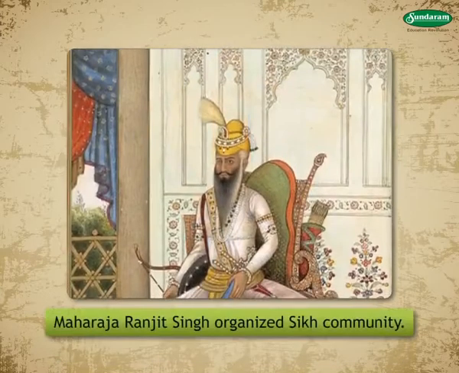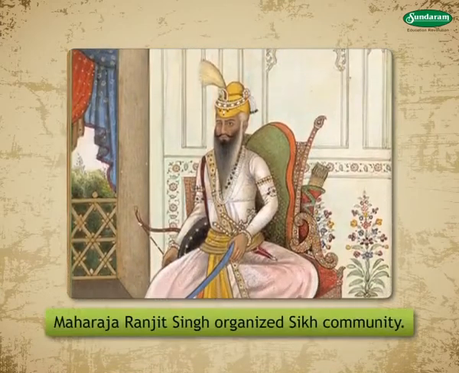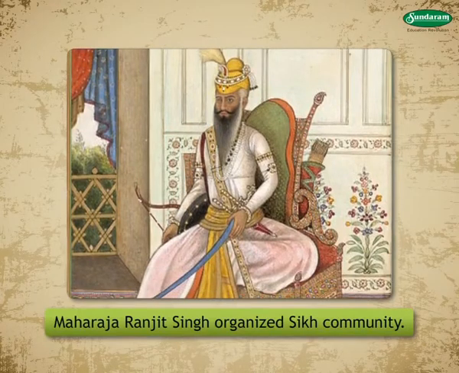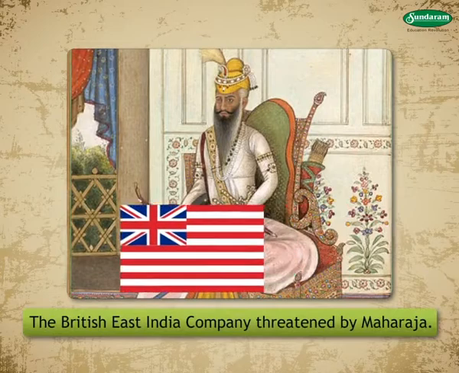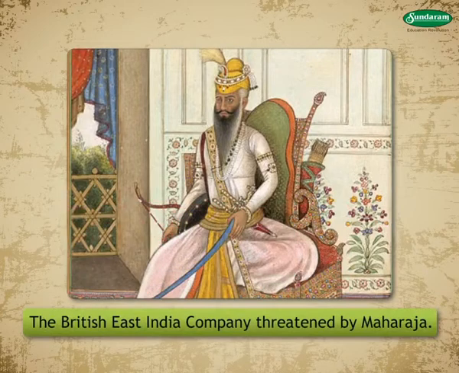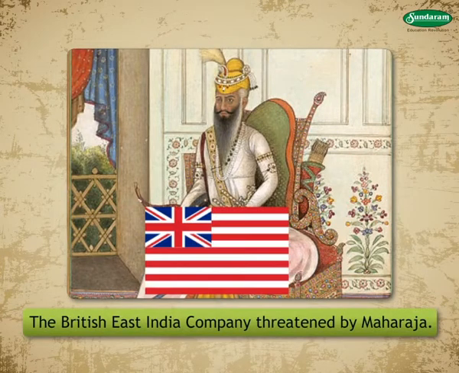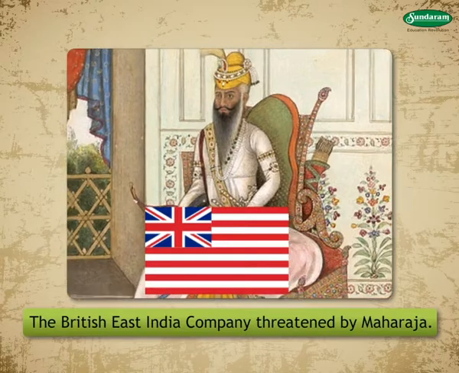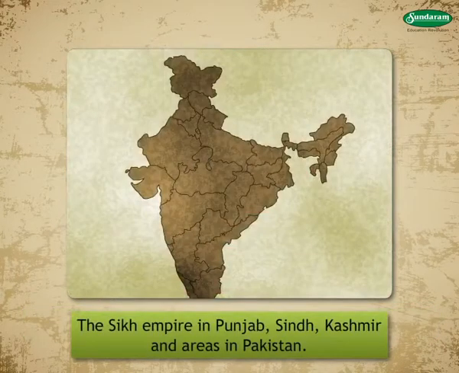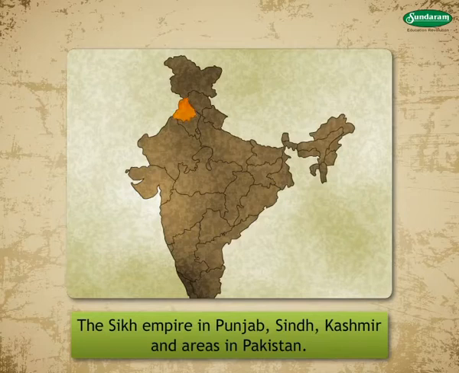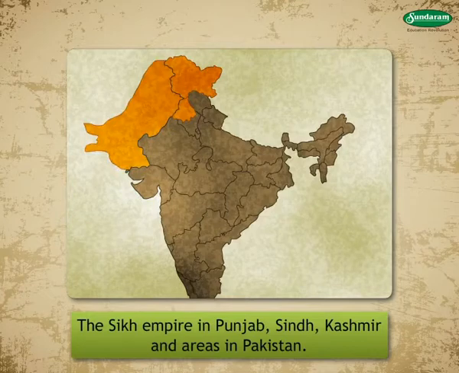It was Maharaja Ranjit Singh who organized the members of the Sikh community. The East India Company was under the threat of the Maharaja. The British could not do any damage to the Sikh reign as long as Maharaja Ranjit Singh was on the throne. The Sikh Empire had spread in the regions of Punjab, Sindh, Kashmir and areas in Pakistan.